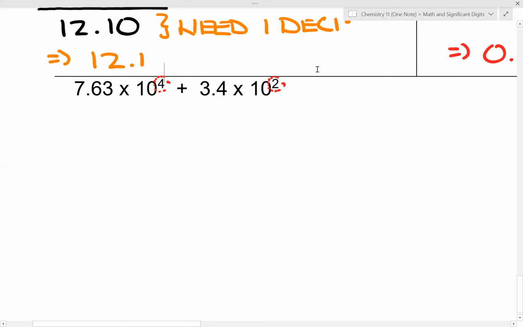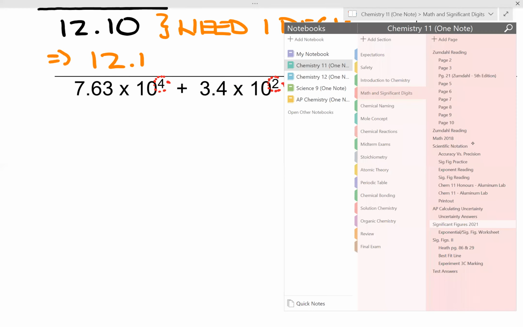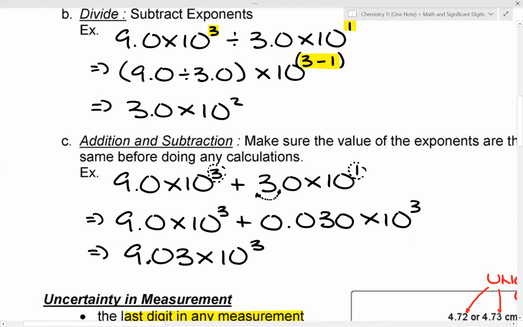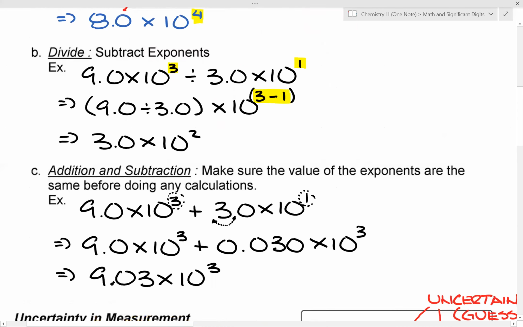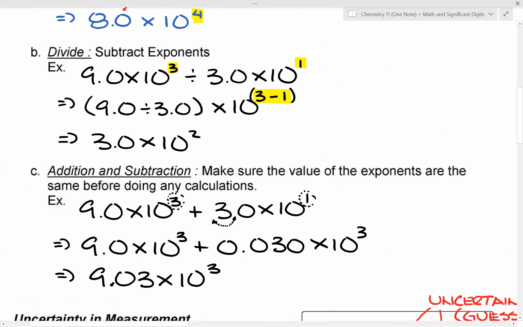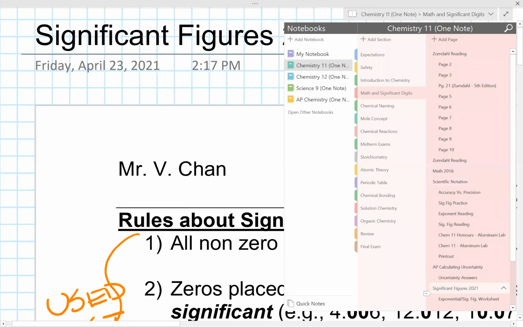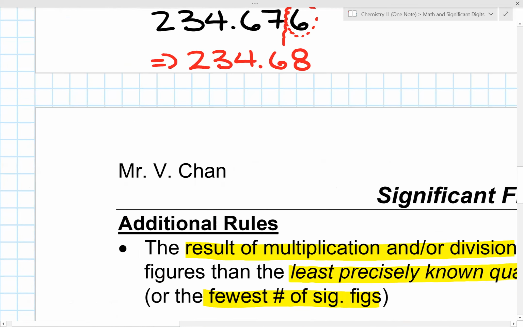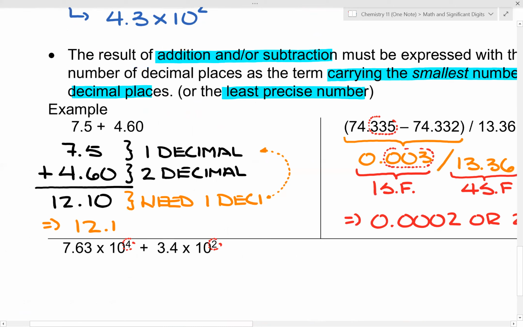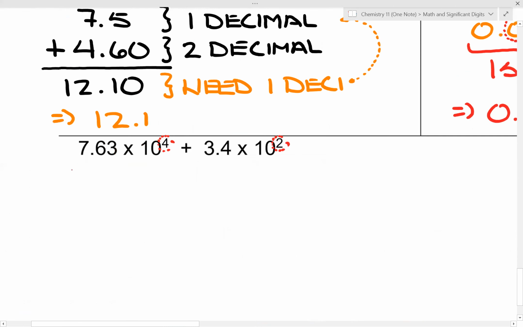Welcome back. Now, when we talk about this, because you're doing addition of exponential numbers, you remember with scientific notation, when you do addition and subtraction, you have to make sure that the exponents are the same. So in this particular case, we have to make sure that our exponents are the same first.